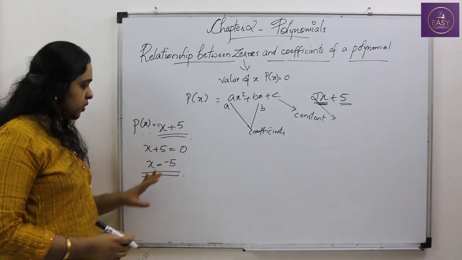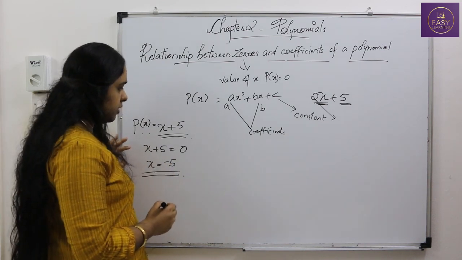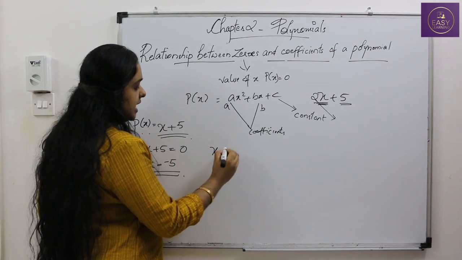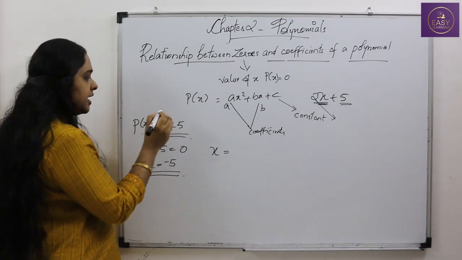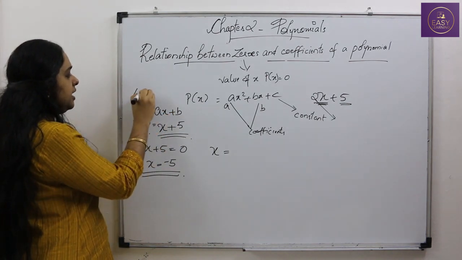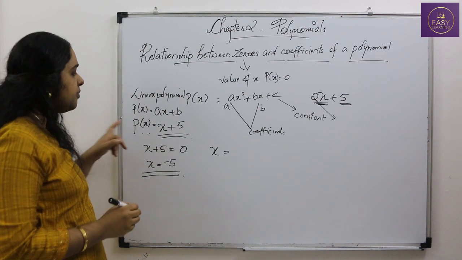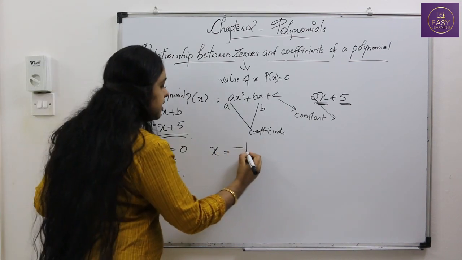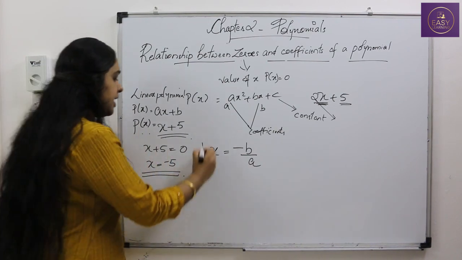Without actually doing this, we can also find it in another way. I'll write the general form of a linear polynomial, it is ax plus b. For any linear polynomial ax plus b, the zero x equals minus b by a.